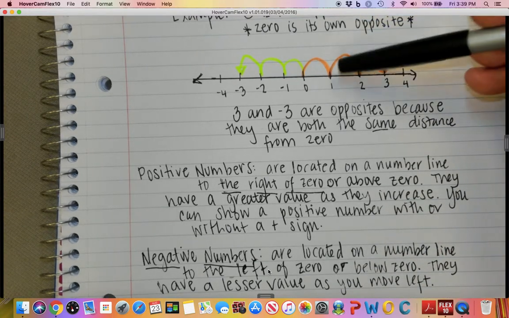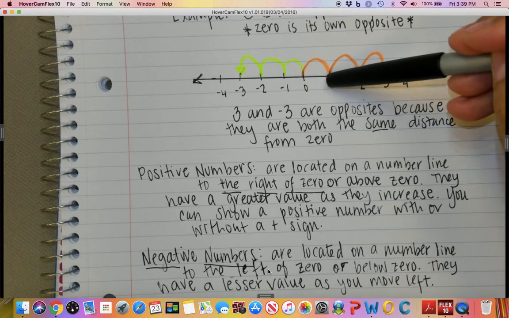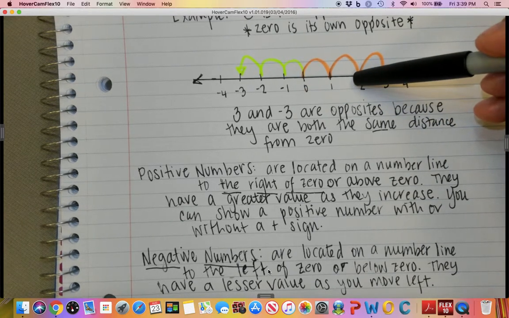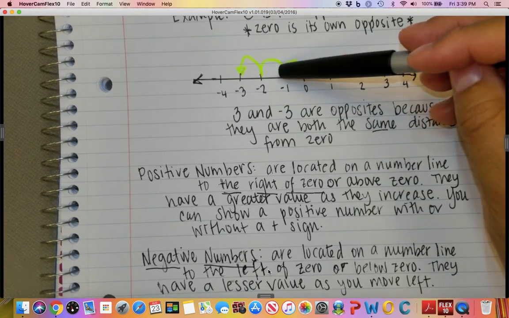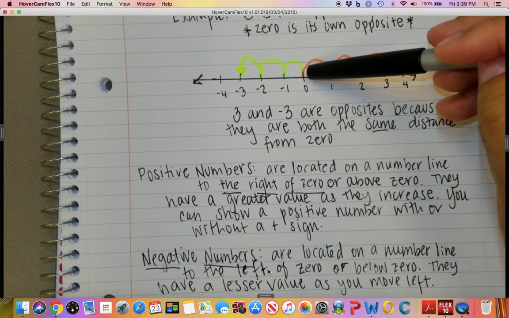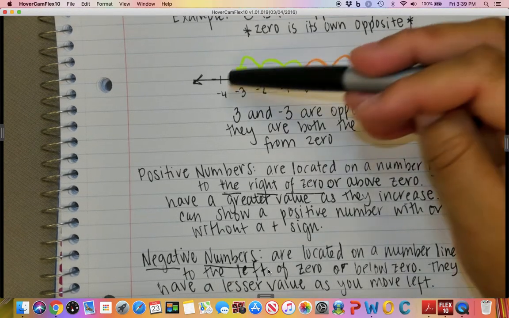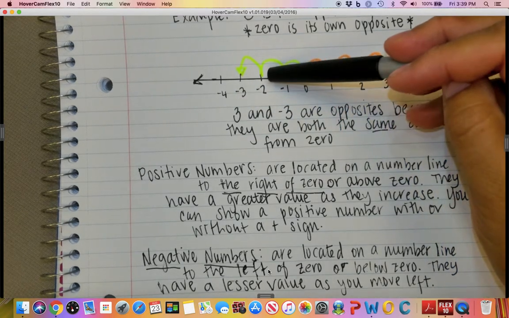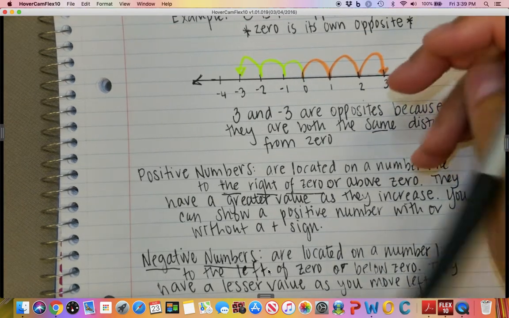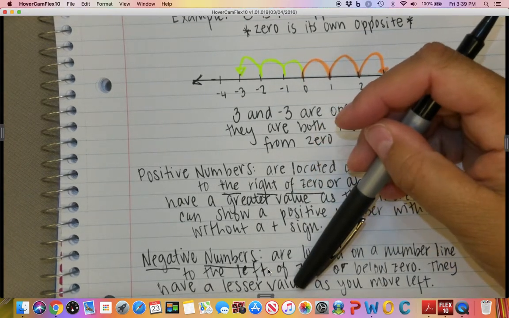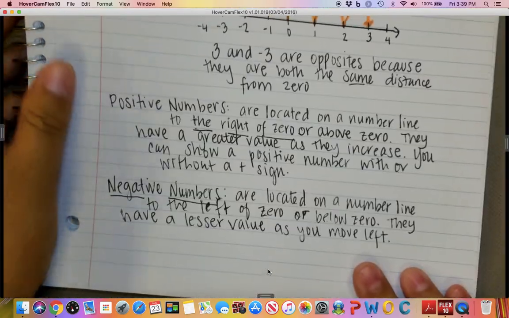So when we talked about positive numbers, the 1 was greater than the 0, the 2 was greater than the 1, the 3 was greater than the 2. It's the opposite when we have negative numbers. -1 is less than 0, -2 is less than -1, -3 is less than -2, and so on down the line. It's lesser value, and lesser is a word. It sounds kind of funny, but it is a word and we use it.